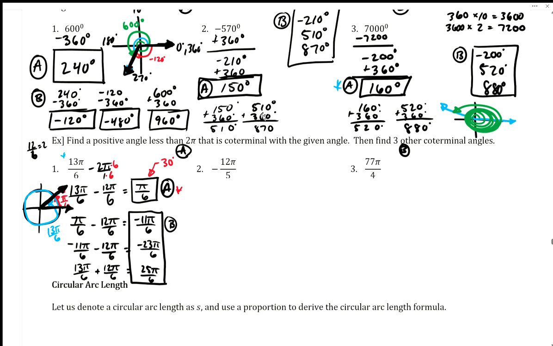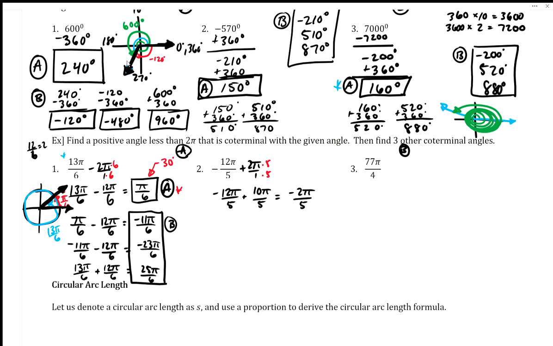All right, let's do the negative 12 pi fifths. Okay, so negative 12 pi fifths, so it's negative, so we should add 2 pi to it. Just like the last problem, we should get a common denominator, so that would be to multiply by 5 on the numerator and denominator there. So we have negative 12 pi over 5 plus 10 pi over 5. And then that simplifies and gives us negative 2 pi over 5.